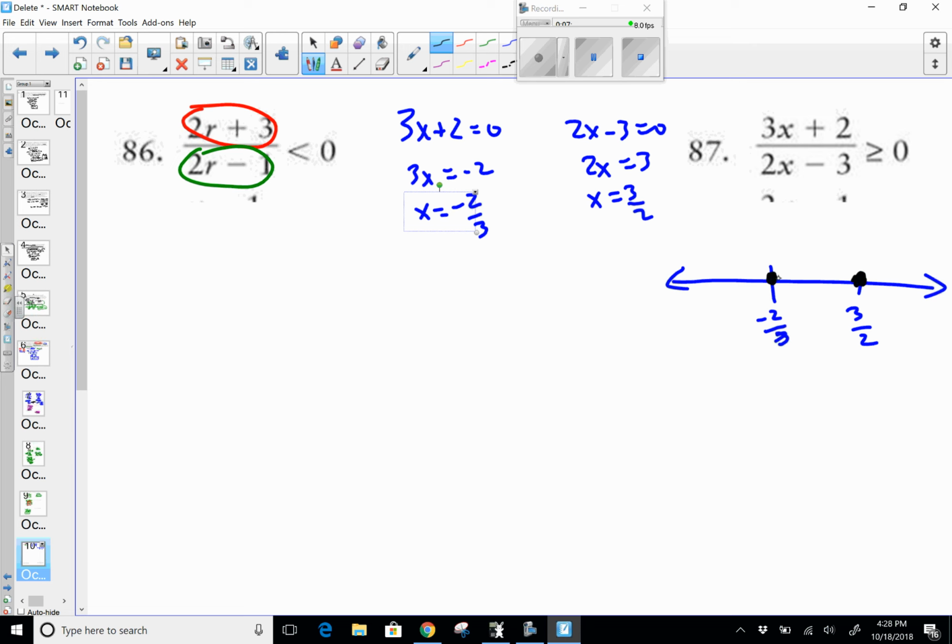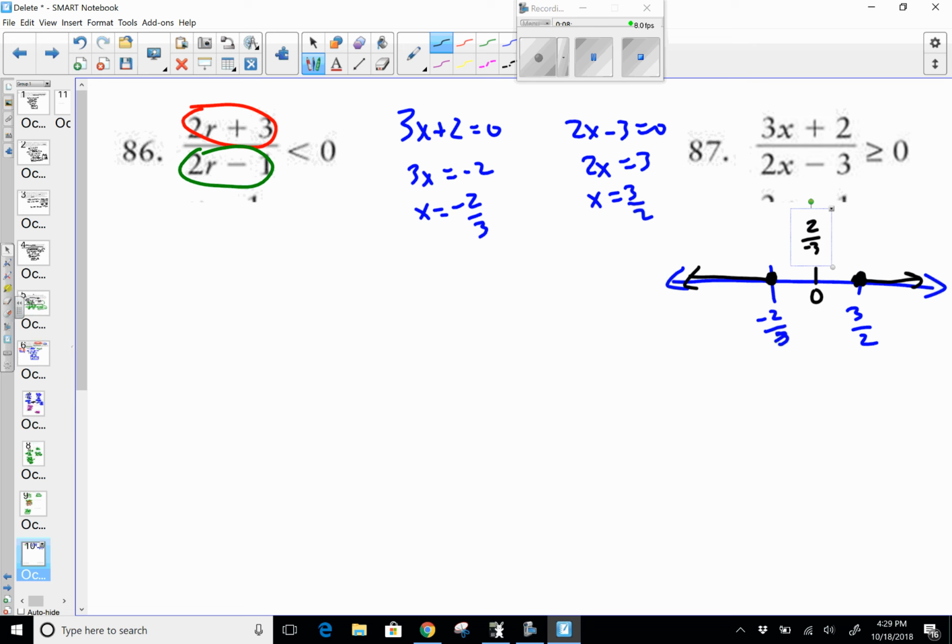And the next thing we want to do is test a number between -2/3 and 3/2. 0 is the easiest number to test, so I want to test 0. If I put 0 on top, 3 times 0 is 0, plus 2 is 2, so I have a 2 on the top, over that's 0. 2 divided by -3 is not greater than or equal to 0. So I'm not shading here at all, which means that chances are I'm probably going to be shading this way.